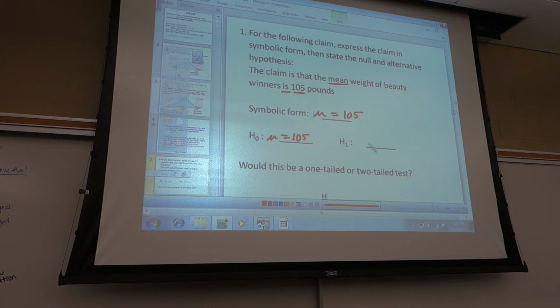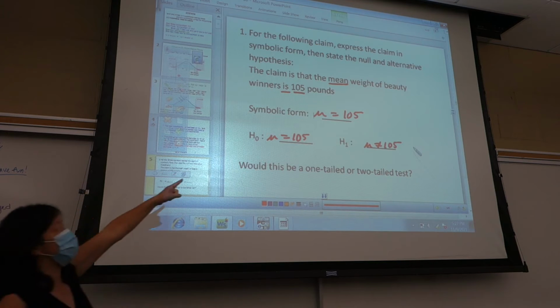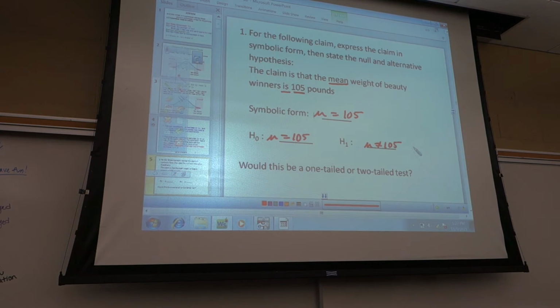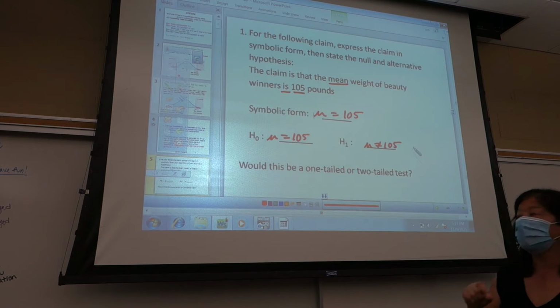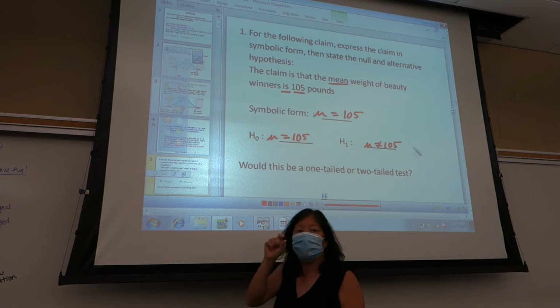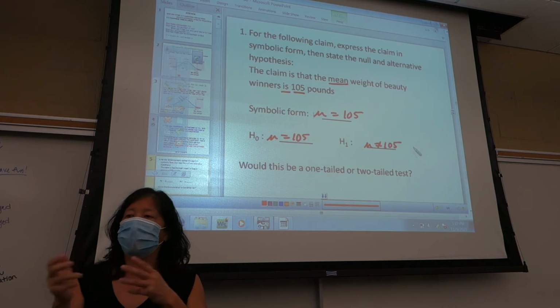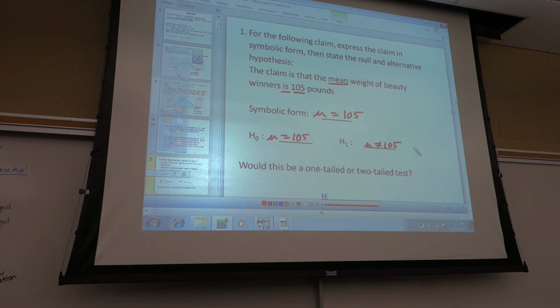What's the opposite of equals 105? Not equal. Equals 105. Remember, the number stays the same for all of them. Whatever your claim is, that's the same number you use there, there, and there. What changes is the symbol. Greater than, less than, not equal to, equal to. So the only thing that varies between them is the symbol, whether it's greater than, less than, or equal to.